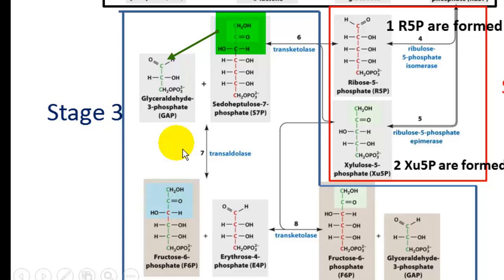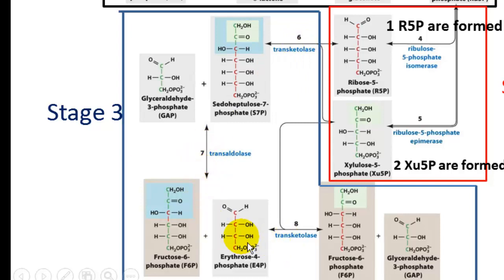The transaldolase actually functions via a Schiff-base intermediate. The epsilon amino group of a lysine is going to form a Schiff base with this carbonyl group of sedoheptulose 7-phosphate. When that Schiff base breaks apart, you're going to get the carbon-carbon transfer. This is a different mechanism from the TPP-dependent transketolase versus the Schiff base-dependent transaldolase.